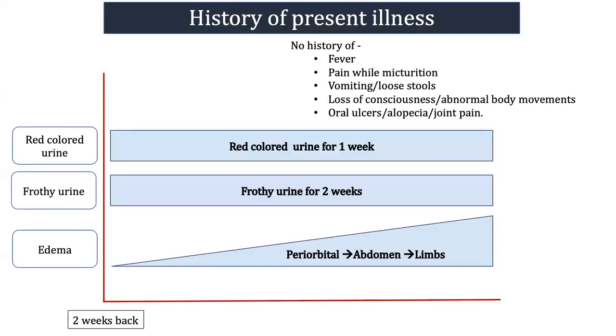In the history of presenting illness, she developed edema 2 weeks back, which started over the periorbital area and progressively involved the abdomen and lower limbs. It was associated with frothy urine for the past 2 weeks, and in the past 1 week, she had developed red-colored urine, which was not associated with pain while micturition or fever, vomiting, or loose stools. There was no history of loss of consciousness or abnormal body movements, and no history of oral ulcers, alopecia, or joint pains.